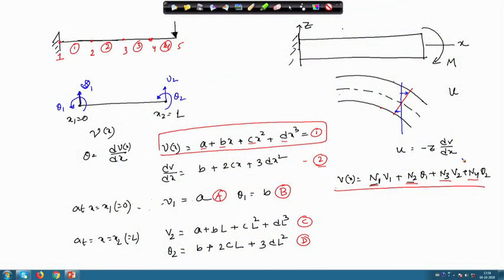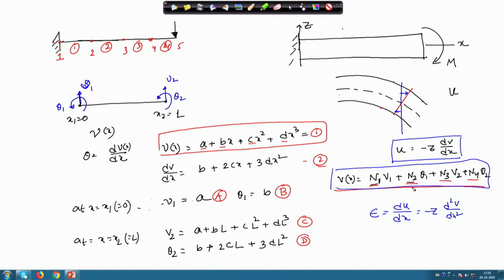If you look at, just now we discussed that the transverse displacement is u is equal to minus z into del v del x. Then what will be the longitudinal strain? The longitudinal strain will be epsilon is equal to du dx, which essentially becomes, if we substitute that, minus z into d2v dx2, right. This is the longitudinal strain. Now, we already know the expression of v as a function of N1 and the nodal coordinates, so let us substitute this expression for v in this equation and see what we get.